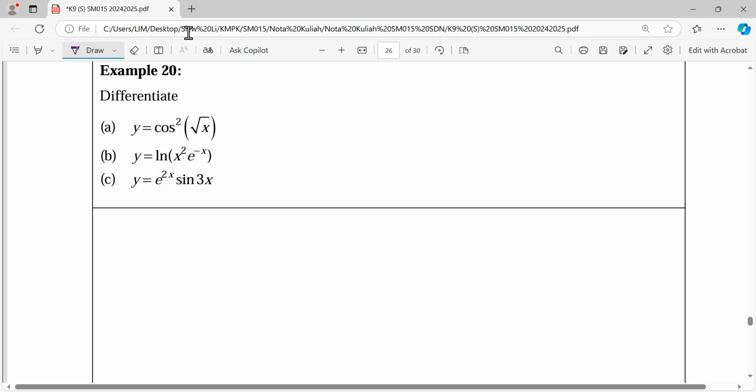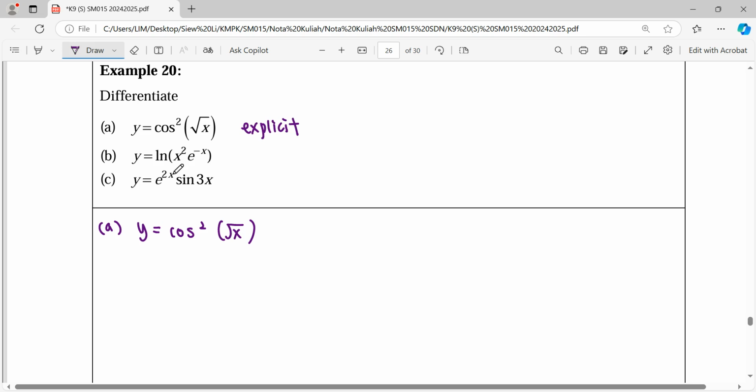For this example, they ask us to differentiate the equations below. For the first equation, y equals cos squared of sec x. So y is expressed in terms of x. So this question is explicit differentiation.